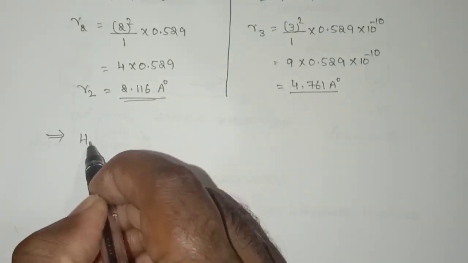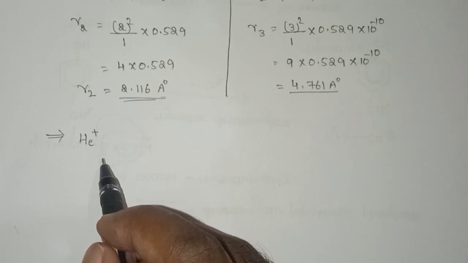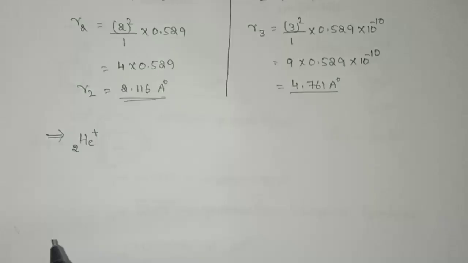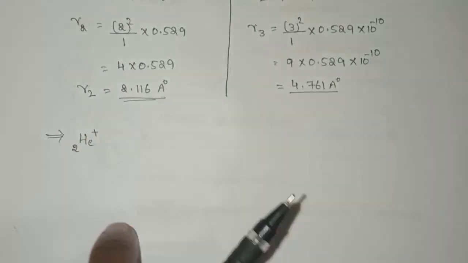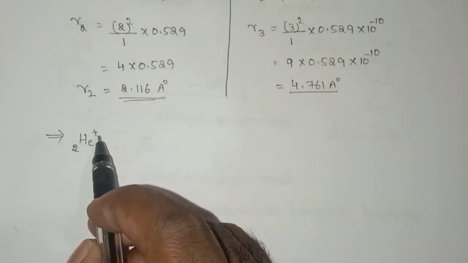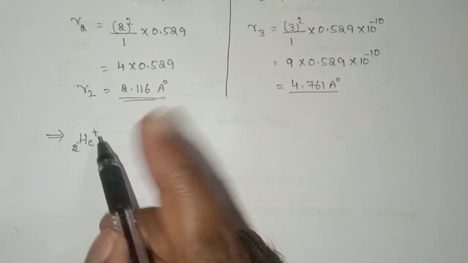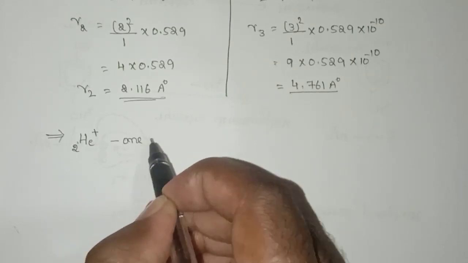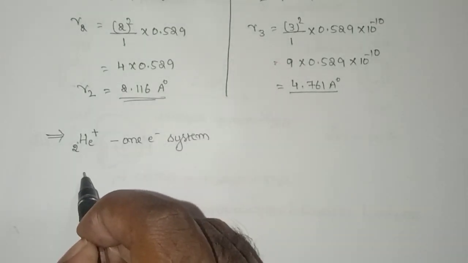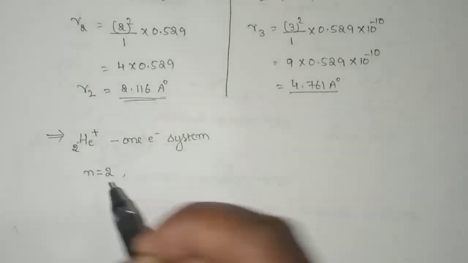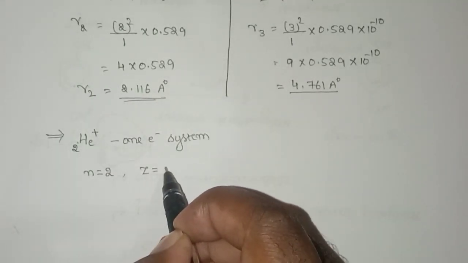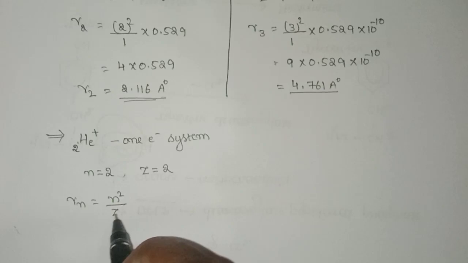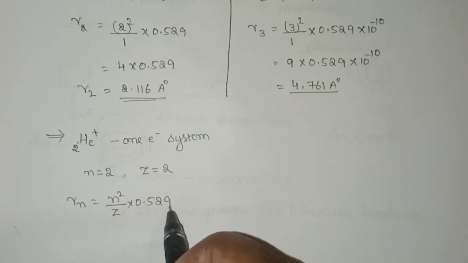Now we shall proceed to calculate the radius of hydrogen-like species. Let us consider He+ as the hydrogen-like species. Hydrogen-like species means a single electron system. We know that helium has atomic number 2, with 2 protons, 2 neutrons and 2 electrons, right? If we release 1 electron from helium, we will be getting only 1 electron in it, and it is written as He+, which is also a 1 electron system. So let us consider n equal to 2, and the value of Z for helium will be 2. Let us use the equation Rn equals n square by Z into 0.529 angstrom units.